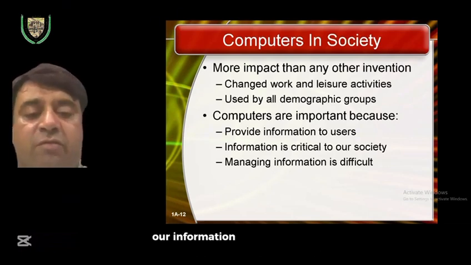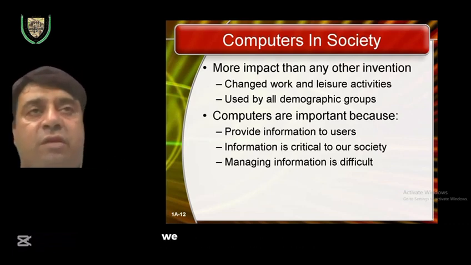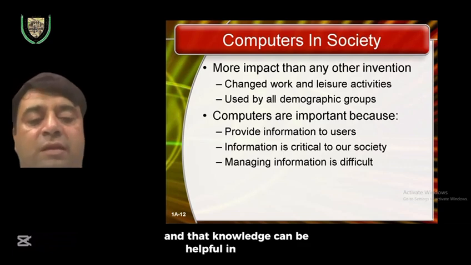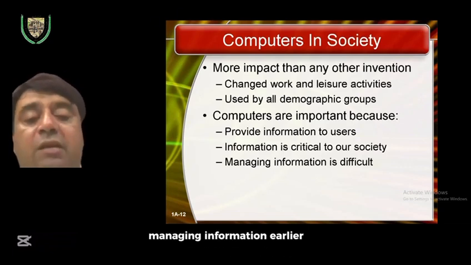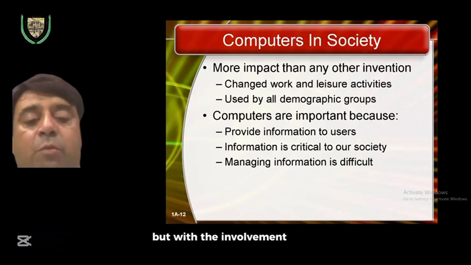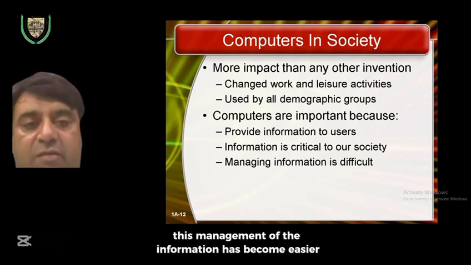Information is critical to our society because with it we can gain different sorts of knowledge, and that knowledge can be helpful in designing or decision making. Managing information earlier was difficult, but with the involvement of computers, the management of information has become easier.